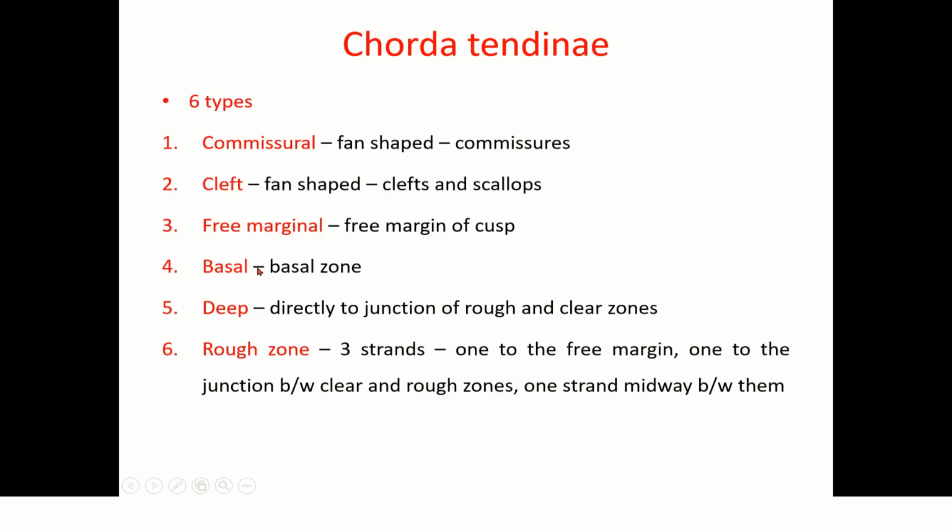There are six types, as I was explaining in the diagram: commissural, which are fan shaped and attached to commissures; cleft, again fan shaped, attached to clefts and scallops; free marginal, which are attached to the free margin of the cusp or leaflet; basal zone, basal chordae attached to the basal zone; deep chordae, directly attached to the junction of rough and clear zones; and rough zone chordae, which have three strands, one attached to the free margin, one attached to the junction between clear and rough zones, and one attached midway between them.